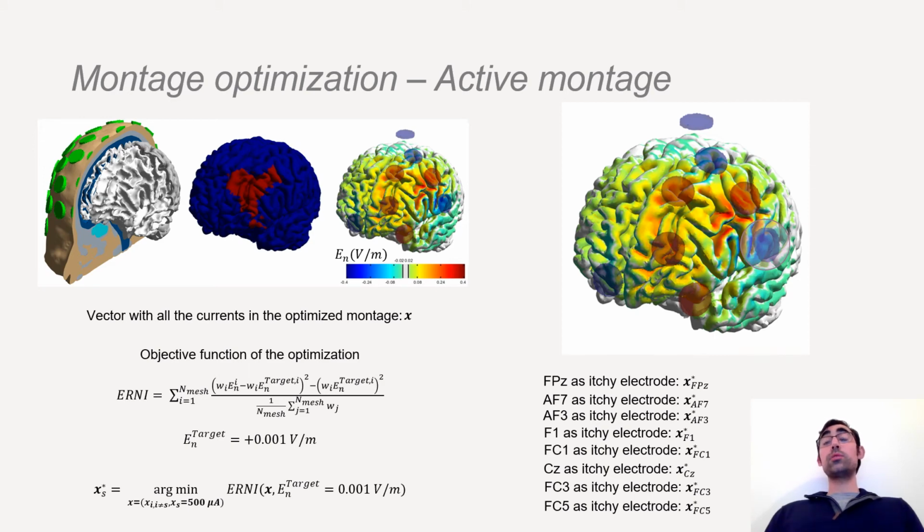So to select between one of these montages, we will actually choose the one that minimizes the average electric field on target, and in this particular case, it was the one that has AF3 as the itchy electrode.